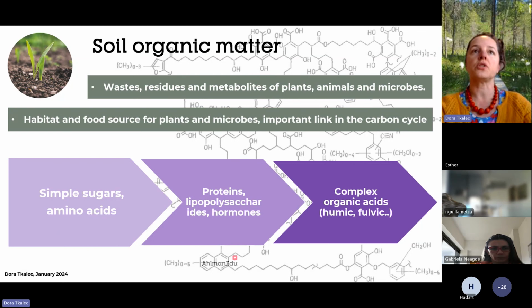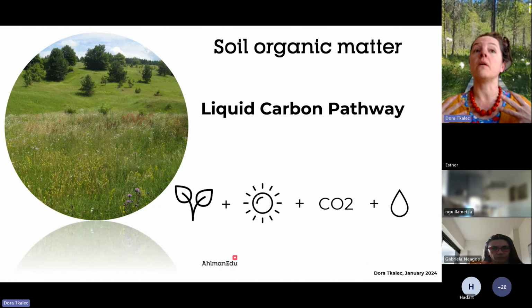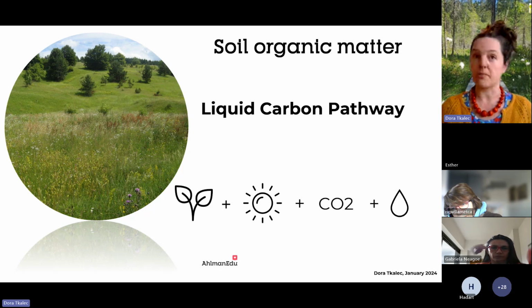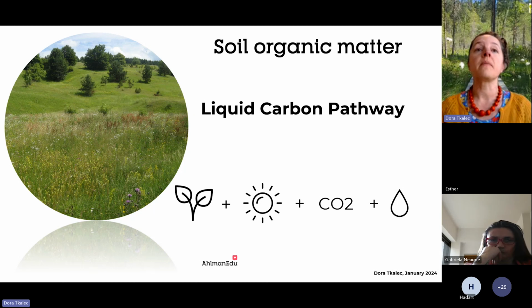The other way in which carbon enters the soil, which we don't usually think about, is the carbon that comes from plants that are photosynthesizing. It's the so-called liquid carbon pathway, coined by Dr. Christine Jones. This is a really fundamental way in which carbon enters the soil, because plants are the only ones that can convert the sun's energy into energy that can be used by all the other beings on Earth. And this is not to be dismissed. Plants are the source of all food on Earth.